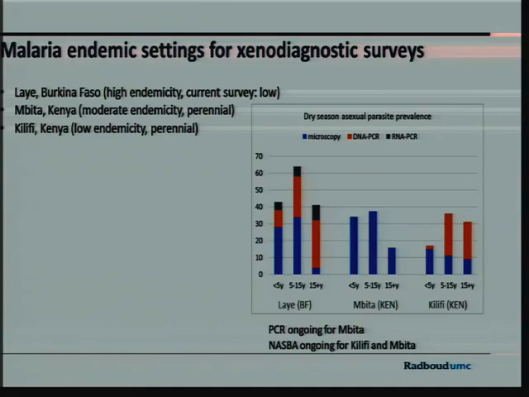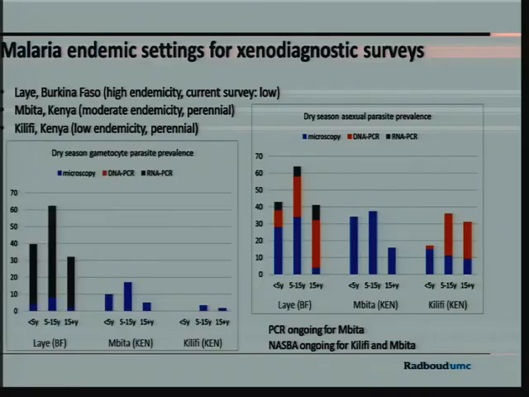For Beta, we haven't done the PCR yet, but this is moderate transmission intensity, actually pretty high, and in Califi it's quite low. And you see that, and this nicely confirms previous work by Lucy Okell, that these submicroscopic infections, as you would expect, are most prevalent in the older age groups, especially in the low endemic setting. So this is the asexual parasite carriage.